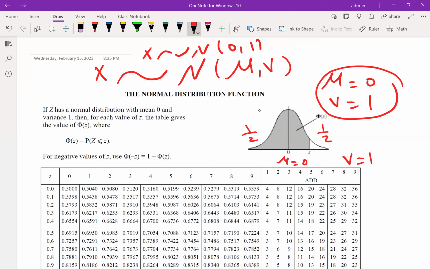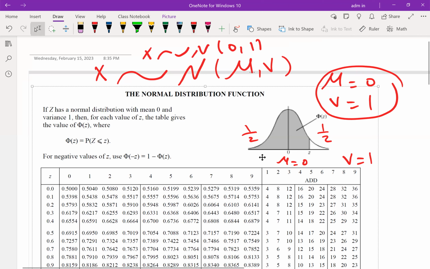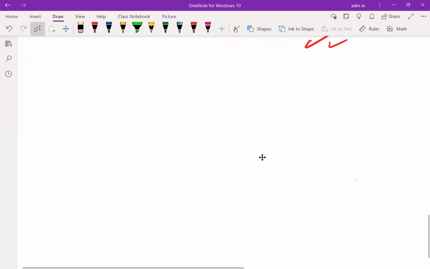Mu is 0, variance is 1, so the standard deviation is 1. The area to the right side represents probability, which is half. The left-hand side is half, with 0 in the middle. First, we'll discuss how to use this table to find the area. Next, I will use area as probability.